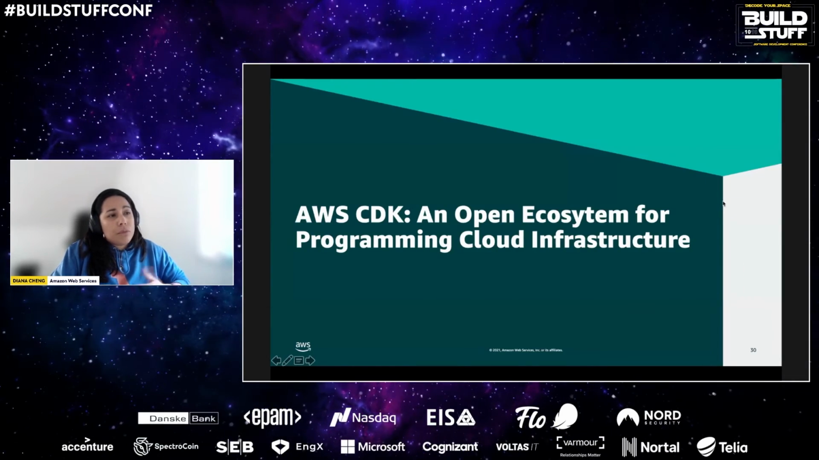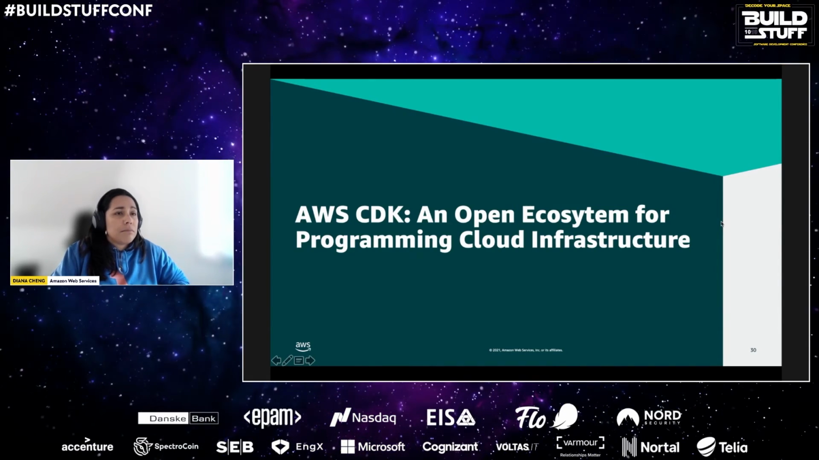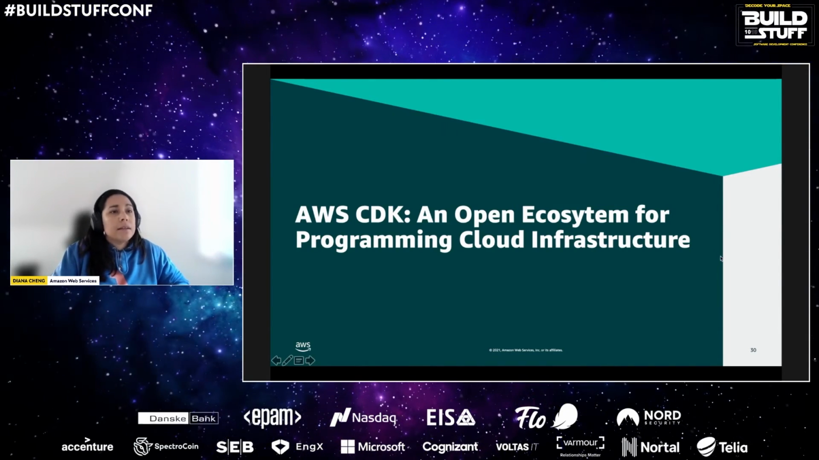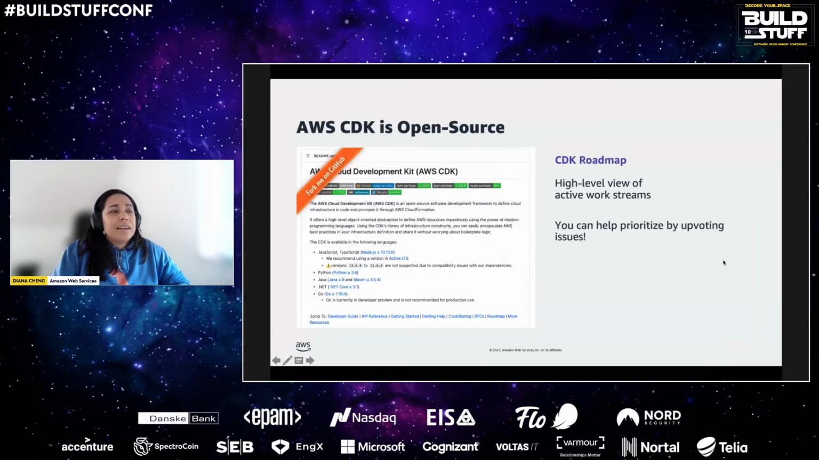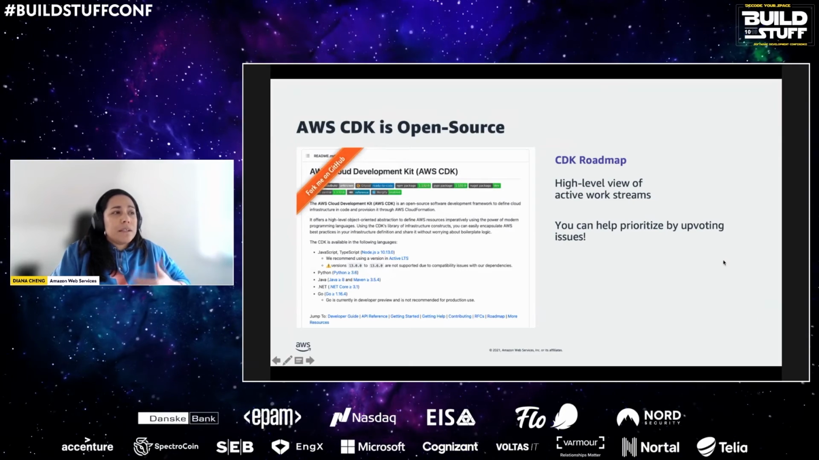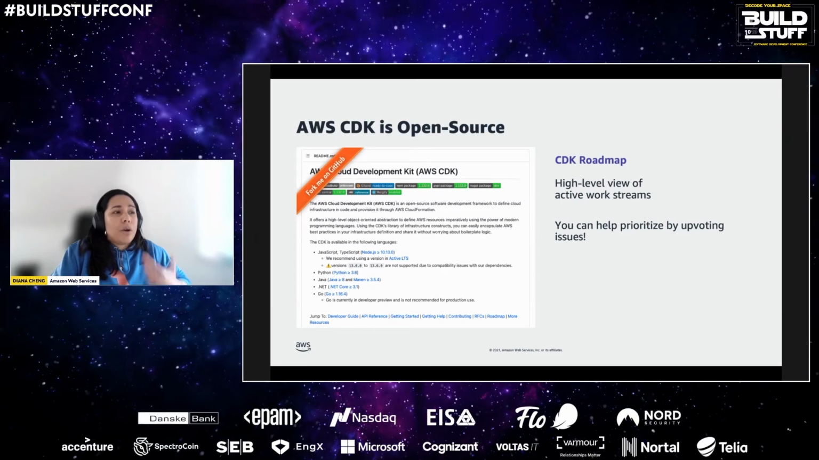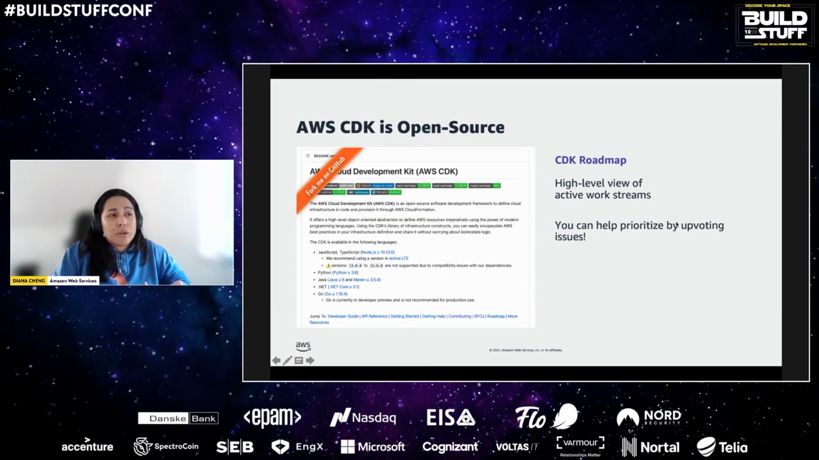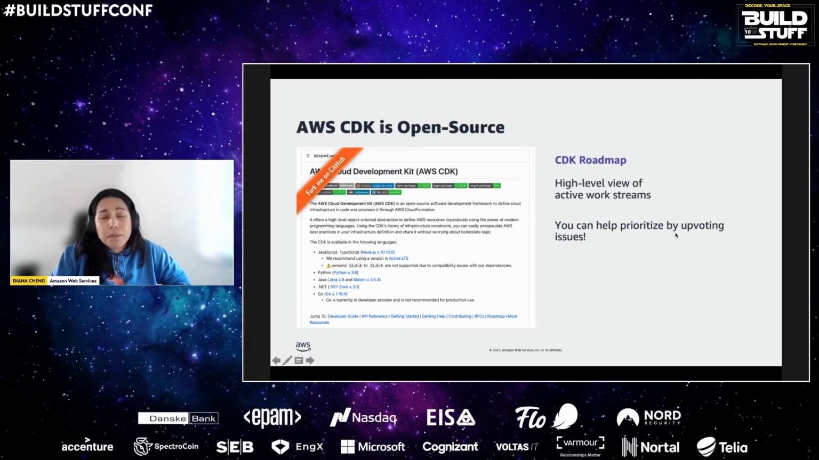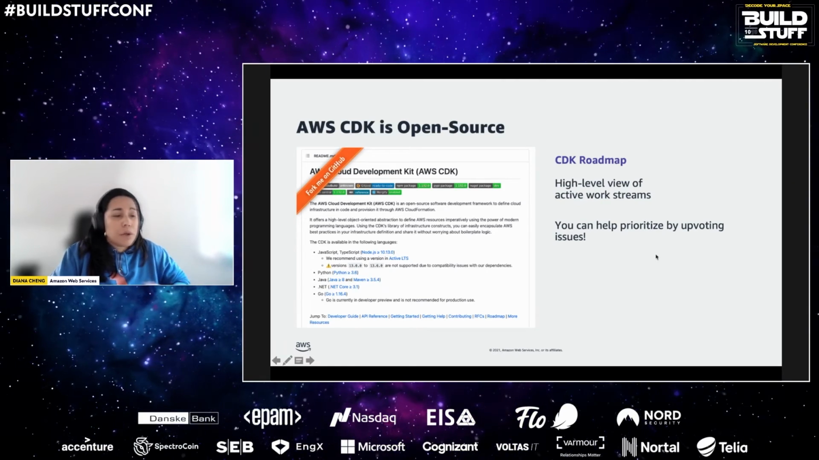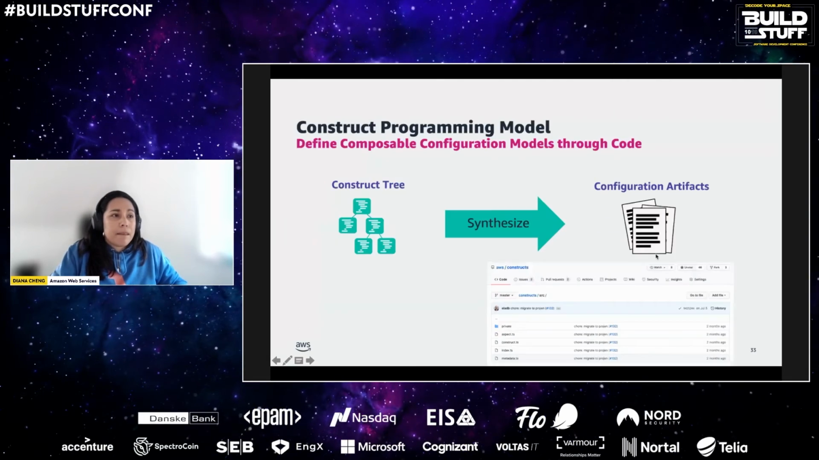And before we close, I just want to give you a view of the open ecosystem that is rising again around CDK. CDK is open source. It's available on GitHub. The roadmap is open there, and you can go there and vote for your preferred feature, so you can help us prioritize stuff. You can also submit your own code in the form of pull requests to help us extend and implement CDK.